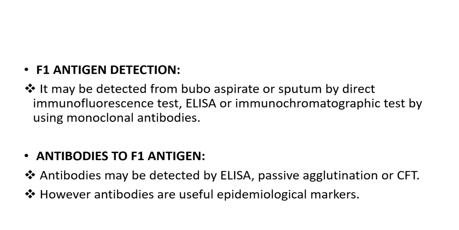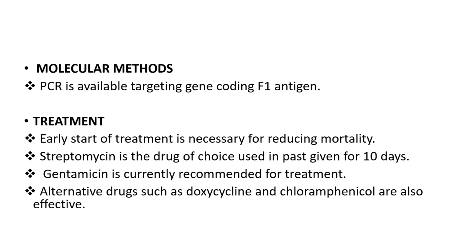Generally, we do ELISA for antigen detection. There are different virulence factors, and one among them is the F1 antigen. We take the aspirate from the buboes, and we can do either immunofluorescence, ELISA or any other antigen antibody reaction to find the F1 antigen. Then antibodies to the F1 antigen: if antigen is present in the body, then antibody should be present, which can be detected by complement fixation, ELISA or an agglutination reaction.